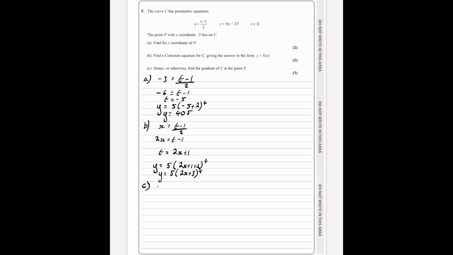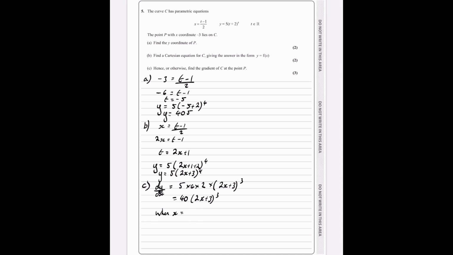For C, I'm going to differentiate that. I'm going to use the chain rule. It's perfectly possible to differentiate the parametric equations if you want to do it that way. Either choice, absolutely fine. I'm going to use the chain rule to differentiate what's in front of me. Differential of 2x plus 3 is 2. And then times by the 4 and subtract 1 from the 4. It comes out as 40 lots of (2x plus 3) all cubed.